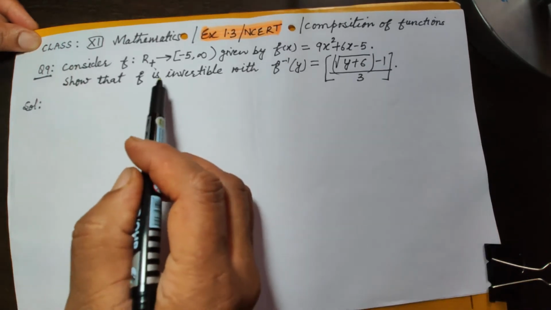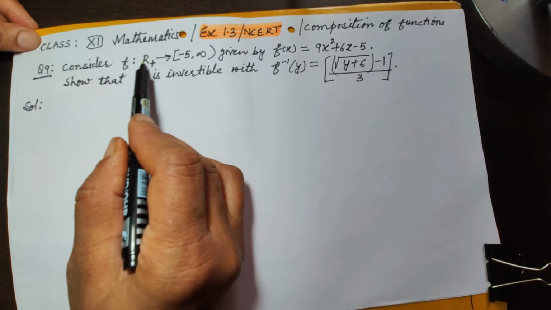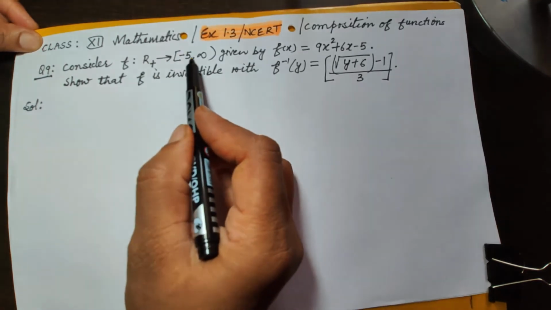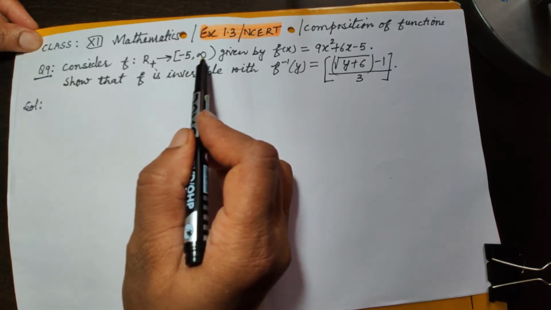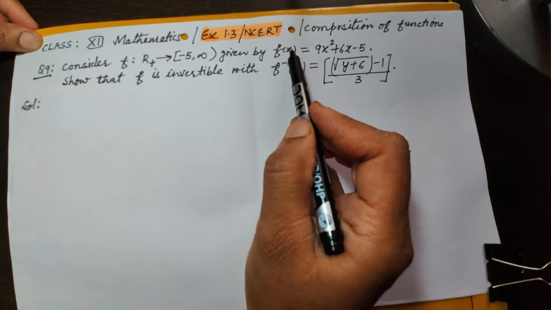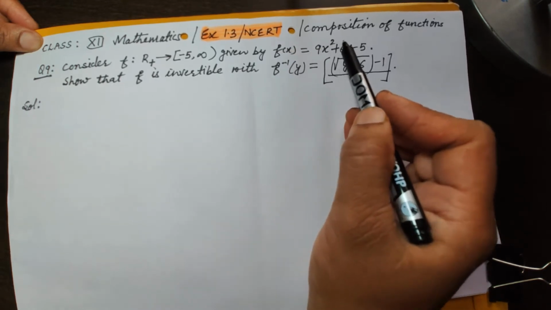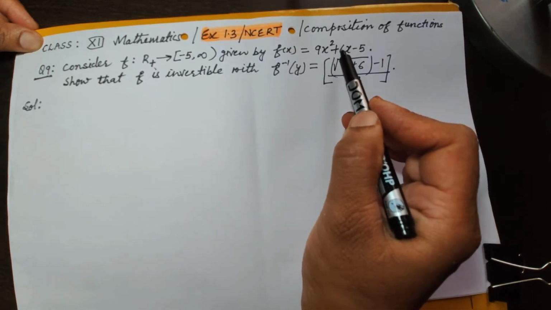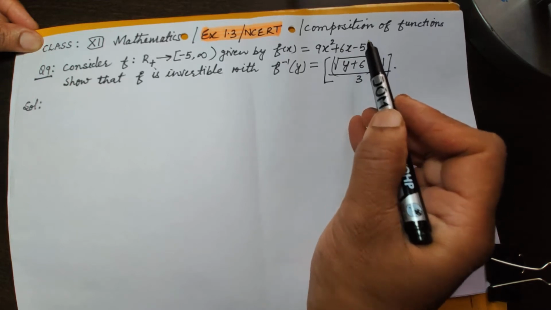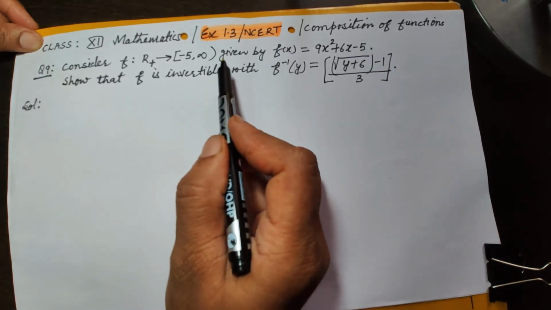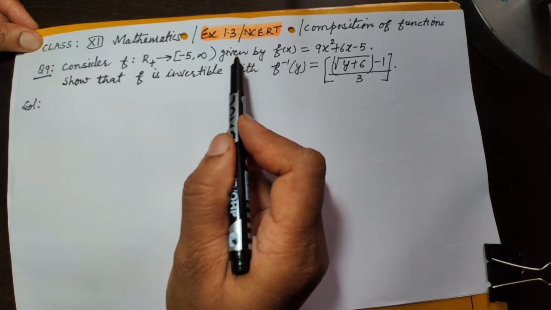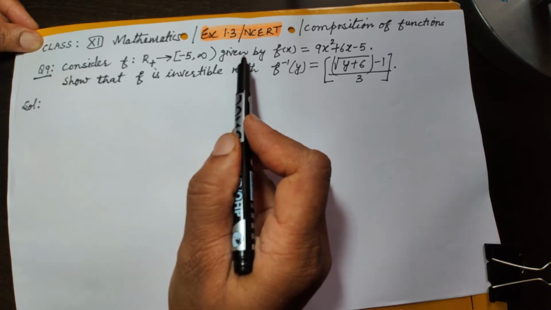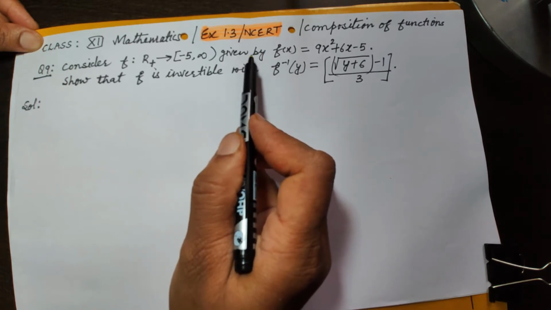So in this question we are given the domain, which is positive real numbers, the codomain, which is starting from -5 ending at plus infinity, and the function is a quadratic function defined by the expression 9x square plus 6x minus 5. If I could show that this function is 1, 1 and onto, that is the necessary condition for a function f to be invertible.